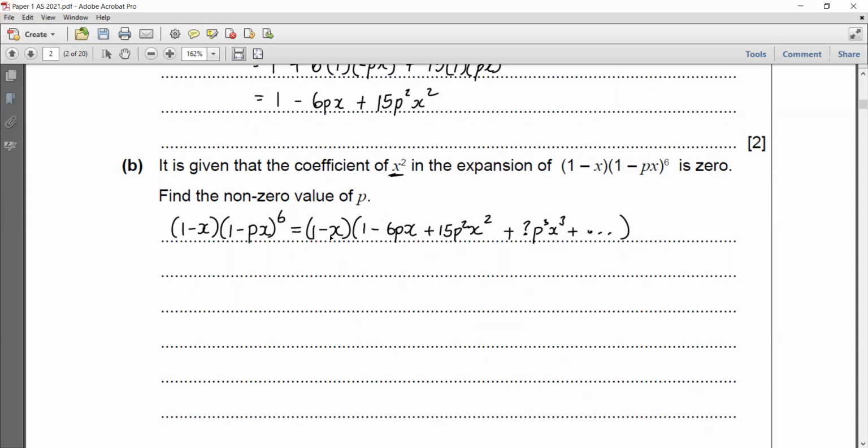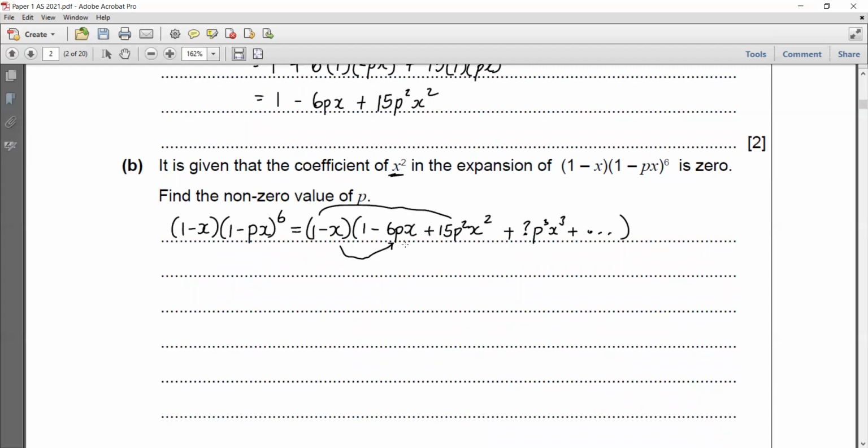So what you do is multiply terms in the first bracket with terms in the second bracket, and see which ones give you x to the power of 2. Now, the only way I can get x squared is if I take this negative x and multiply it with this term here that has an x, because when the two x's multiply together, I'll have x squared. The other way is if this 1 multiplies with this term that has x squared.